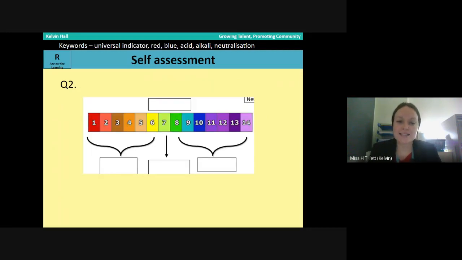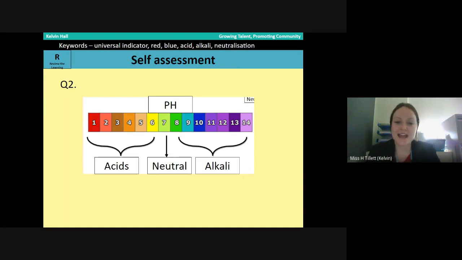Question 2 then. You had to fill in the keywords onto this picture of the pH scale. So at the top, you should have the letters pH, okay? If anyone can clock my mistake on this slide, bonus points to you. It shouldn't be a capital P, it should be a little p, a capital H, okay? So if you noticed that, well done. Next section then. On the left, where it's 1 to 6, should say acid or acidic. In the middle, next to pH 7, should say the word neutral. And from pH 8 to pH 14 should say alkali. Okay, well done if you got that.